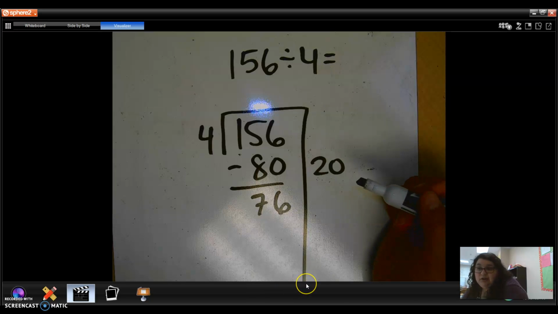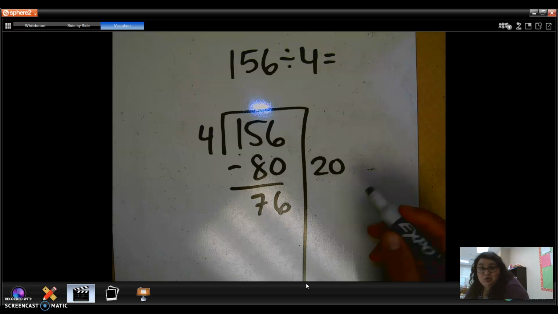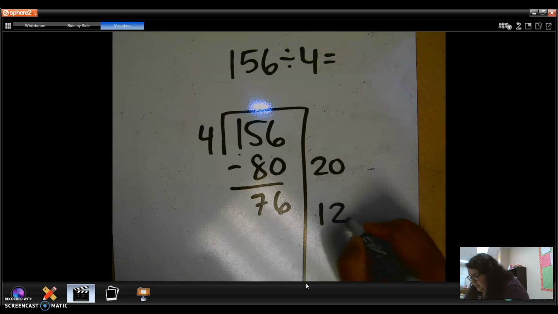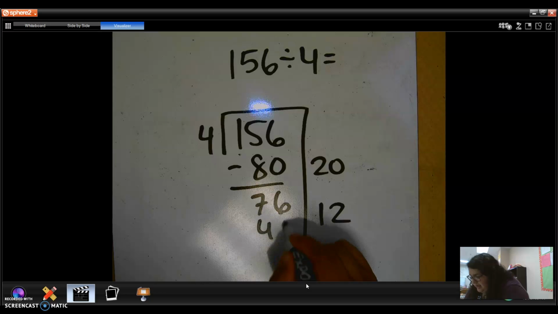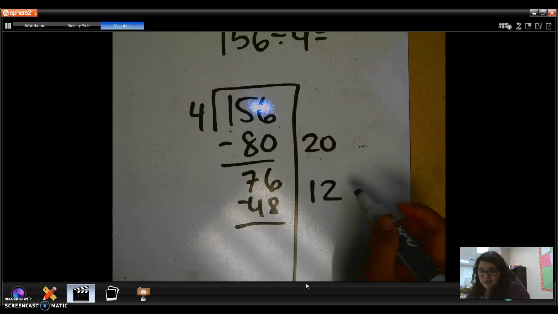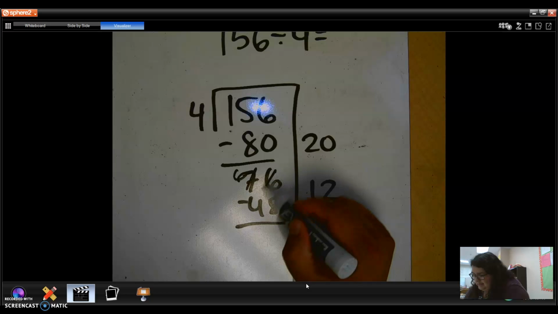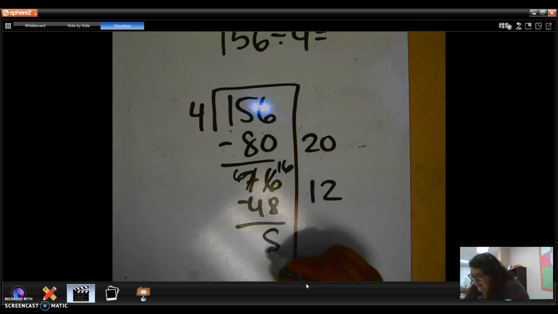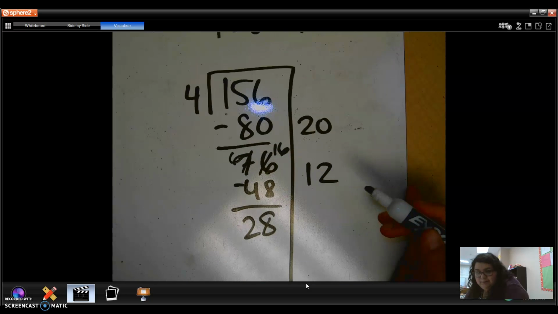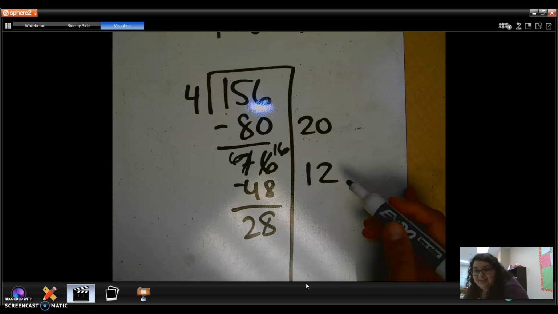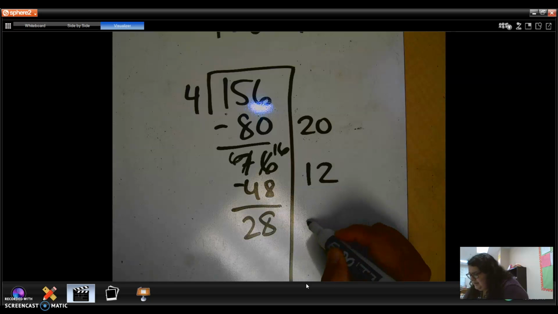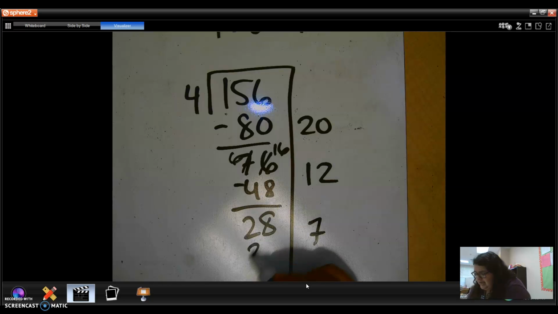So I know 4 times 10 is 40. Maybe 4 times 12 is 48. So let me just go with 12. You just go with what you know. So 4 times 12 is 48. I'm going to subtract. That's a 6. That's a 16. That's going to be 28. Right? So now I think, 4 times what gets me closest to 28? 7. 4 times 7 is 28.